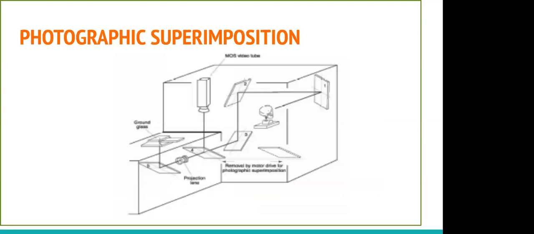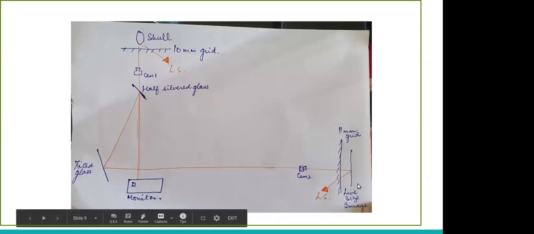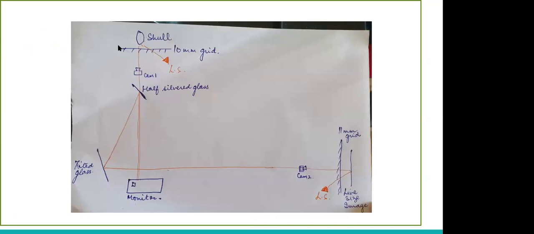Because of the X-ray, we call it roentgenographic superimposition. So this is the basic model of how photographic superimposition works. This is a bit complex, but it is advisable that you use it. I have simplified it for better understanding, considering that we have a limitation of resources here. So I've drawn it in a simpler way. On the right, there is a life-size image of the individual, and in front of the life-size image, we keep an 11 mm grid, and then there's the skull, and we keep a 10 mm grid in front of that skull.